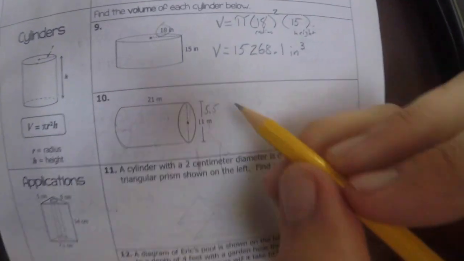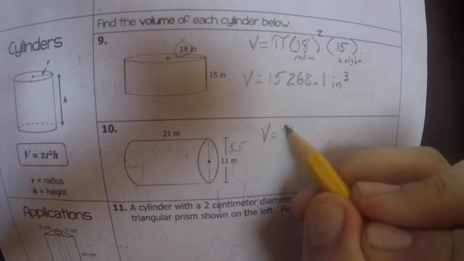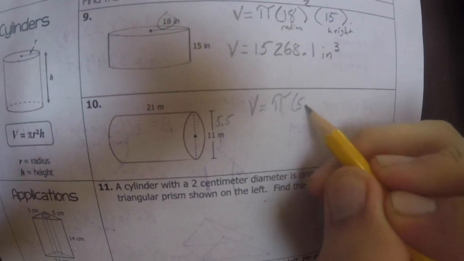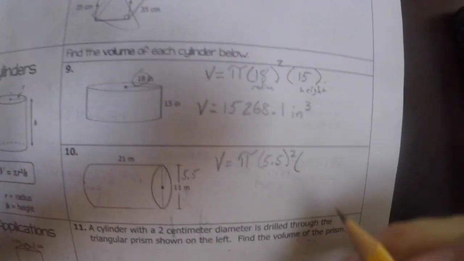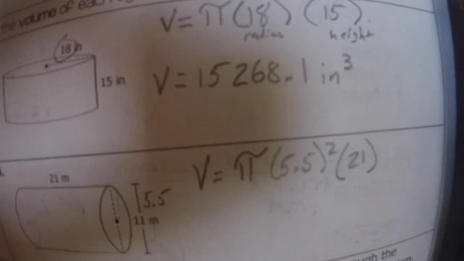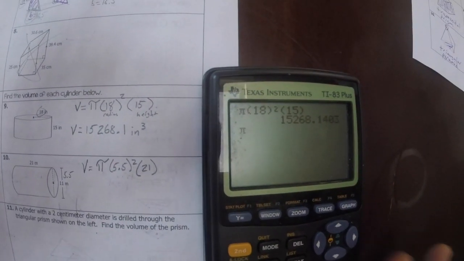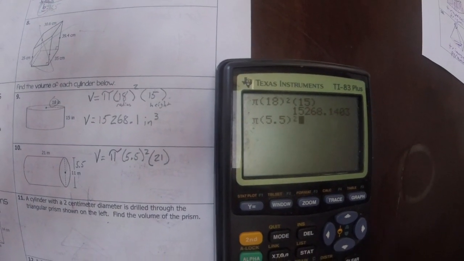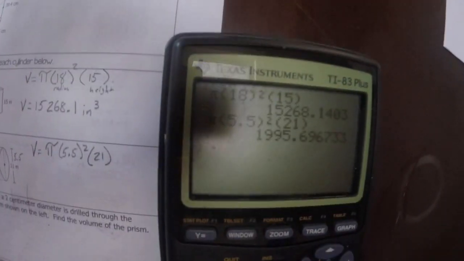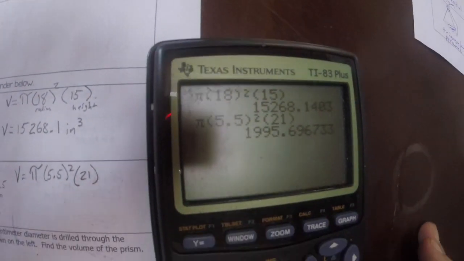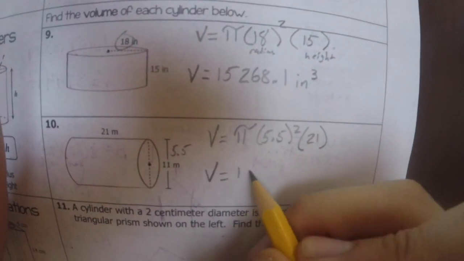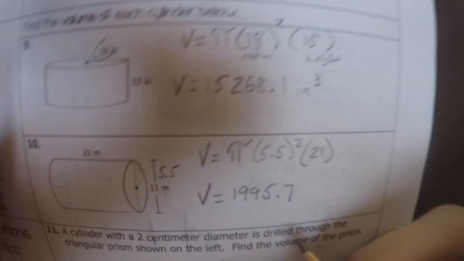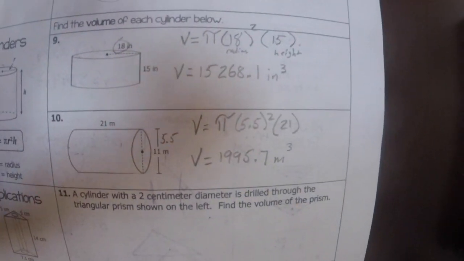is 21. Super easy. Volume equals pi times the radius, which is 5.5 squared, times the height, which is the distance between the two circles, which is 21. Pop it into my calculator as I see it. Pi, parentheses, 5.5 squared, parentheses, 21. Boom, 1995, that was a good year. 1995.69, which we would round to 1995.7. So volume equals 1995.7. My units are meters. Since it's volume, they're cubed.